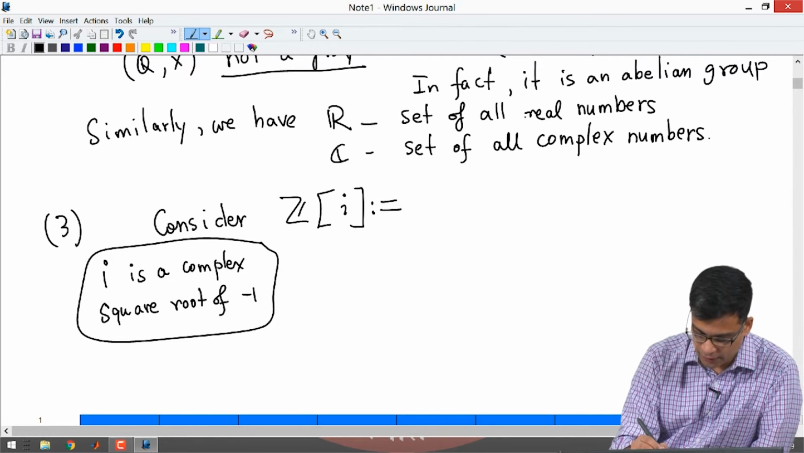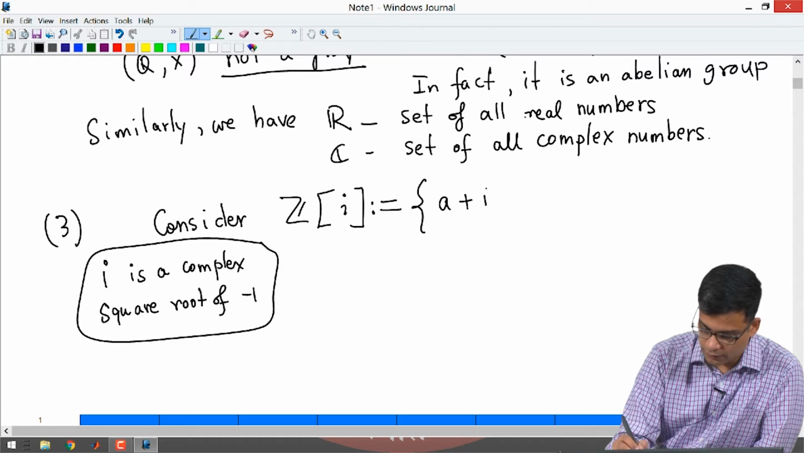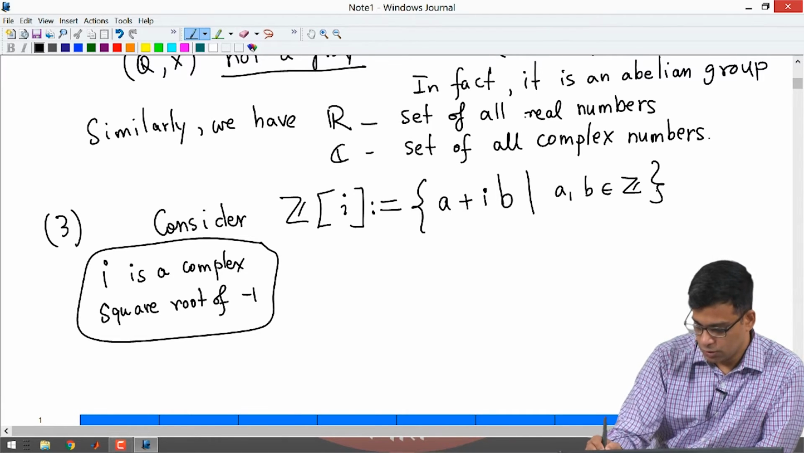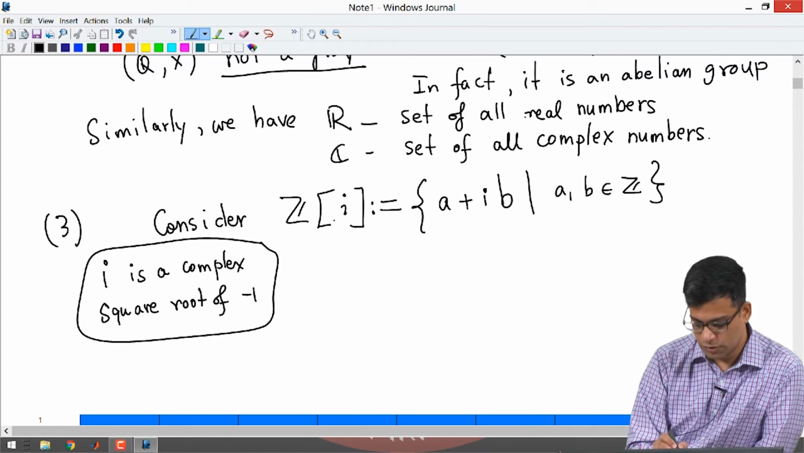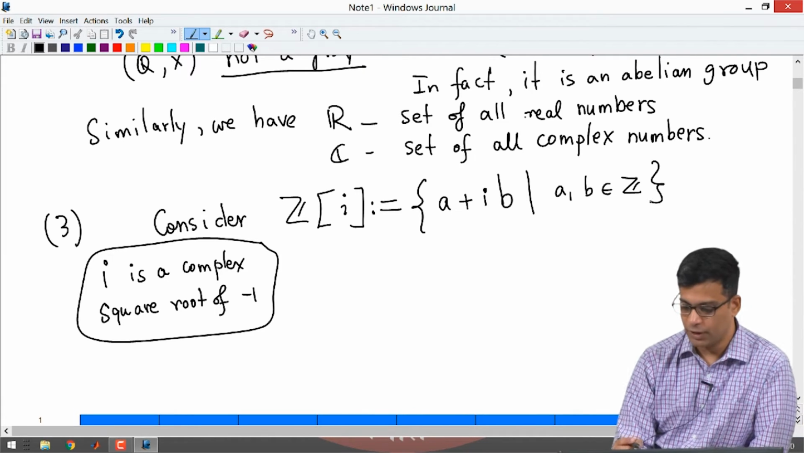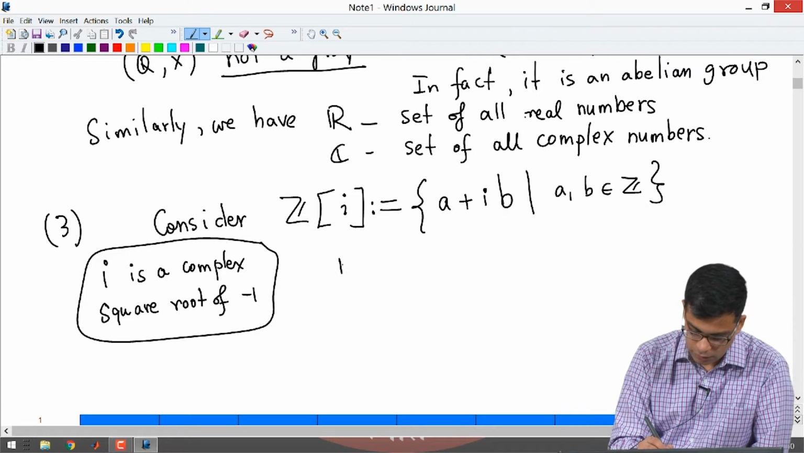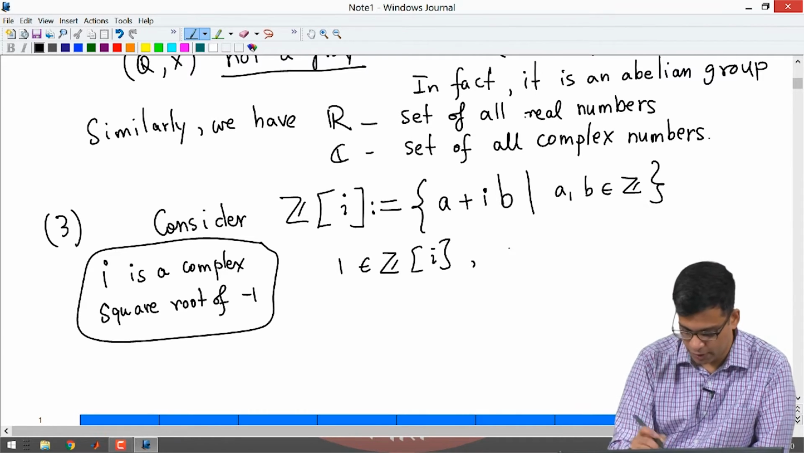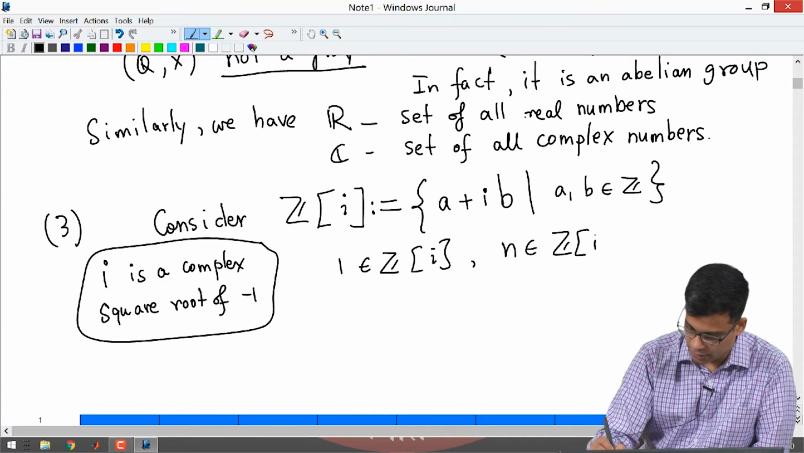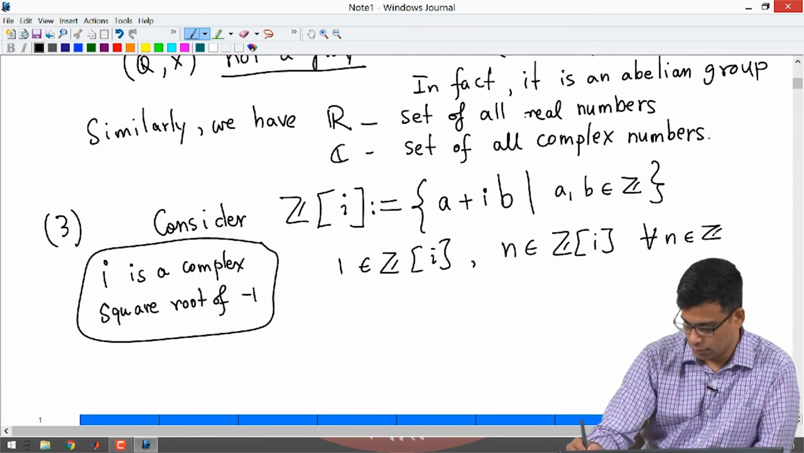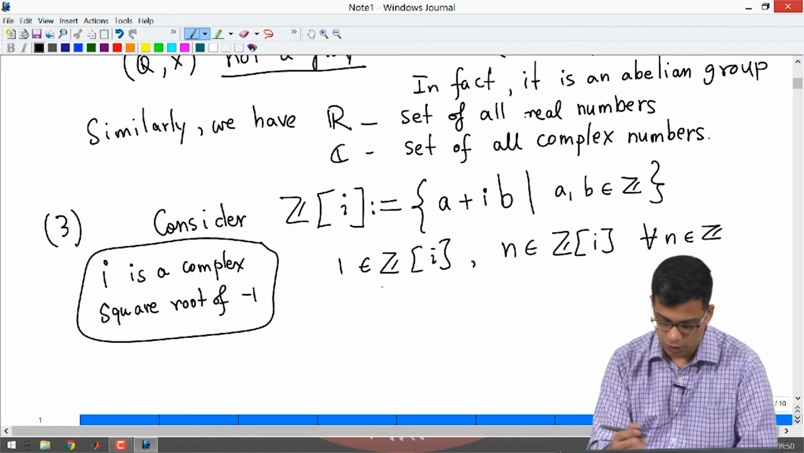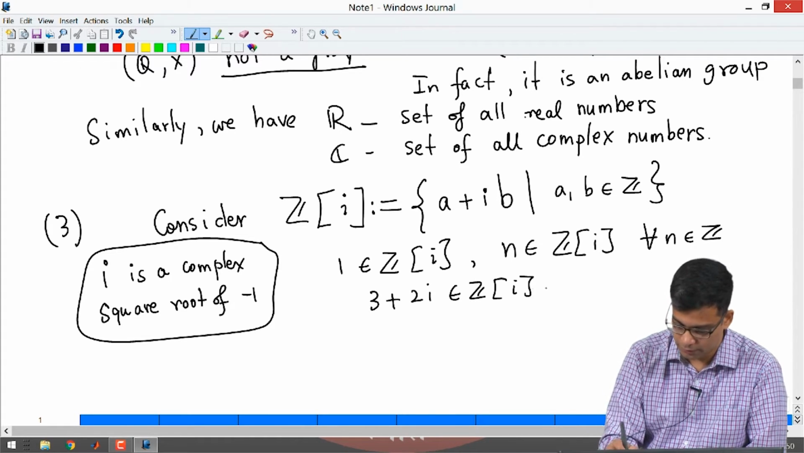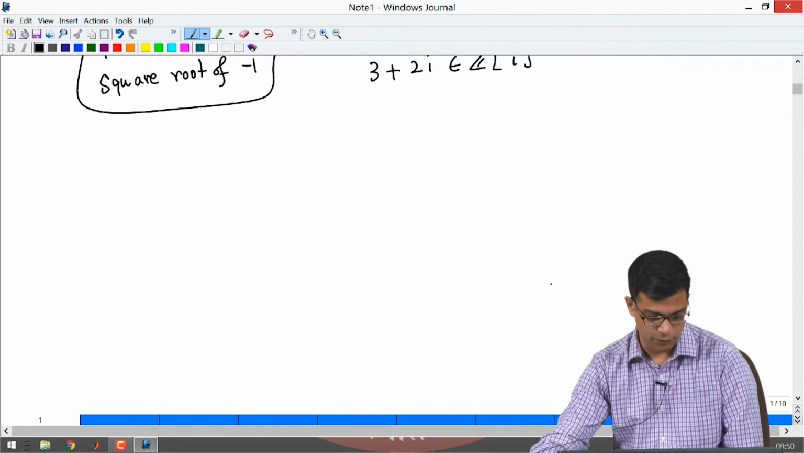What is this set? I am defining this set to be all elements of the form a plus ib, where a and b are integers. So, that Z is playing a role here. Z[i] stands for a plus ib, where a, b are elements of Z. For example, 1 is an element of Z[i], minus 1, in fact any n is an element of Z[i], for all n in Z, because it is n plus i times 0. Similarly, 3 plus 2i is an element of Z[i] and so on.